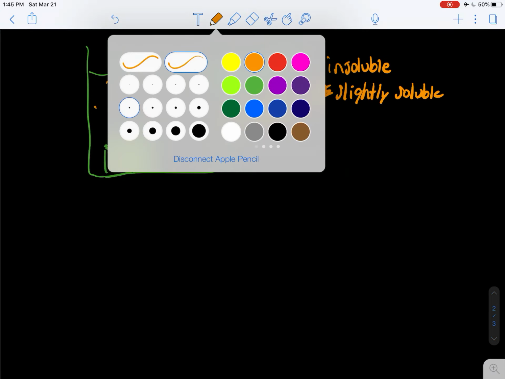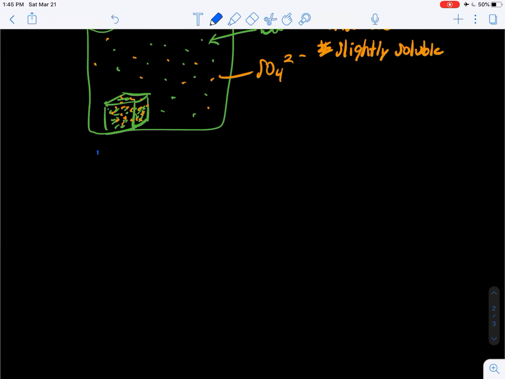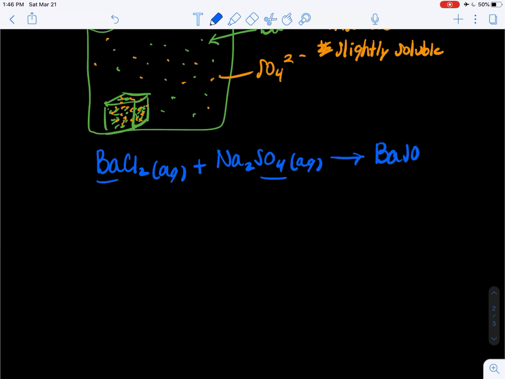Now you can also think about this in terms of reactions, right? So if we have barium chloride, which is aqueous, and we have sodium sulfate, which is aqueous, we know there's a double replacement reaction where the barium and the sulfate hook up here to give barium sulfate, and we have chloride ions and sodium ions.